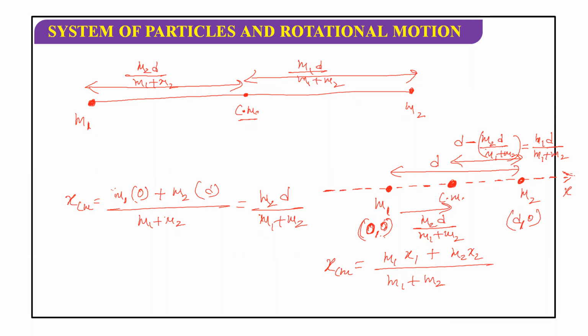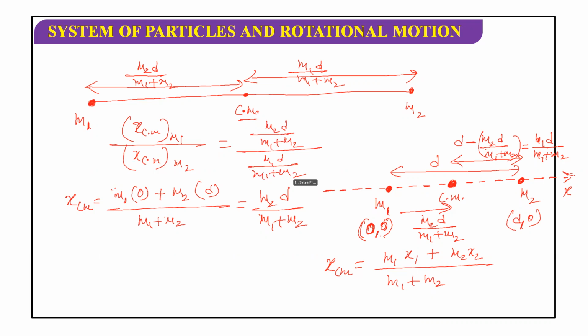Okay. Now, what can we say about the center of mass? Can anyone conclude? Suppose we are interested in center of mass distance from M1 divided by center of mass distance from M2. How much will this quantity be? Can we say this quantity is M2d divided by M1 plus M2, divided by M1d divided by M1 plus M2, which will be equal to how much? Can we say it will be M2 by M1?